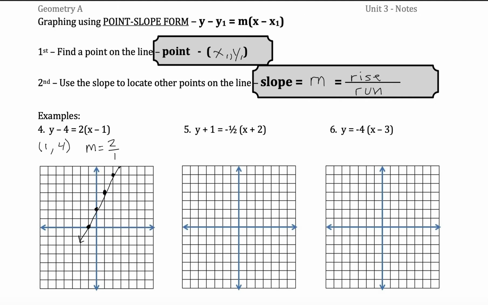Make sure that you put your arrows on the end to show that it's extending forever in both directions. And there's our line of y minus 4 equals 2 parentheses x minus 1 end parentheses.